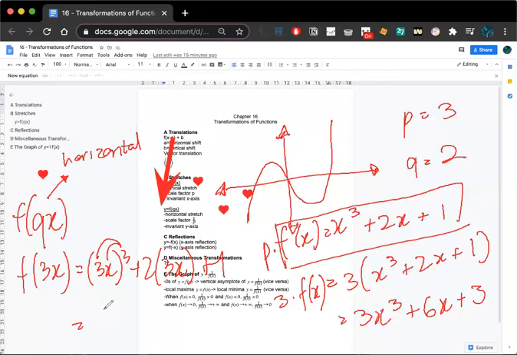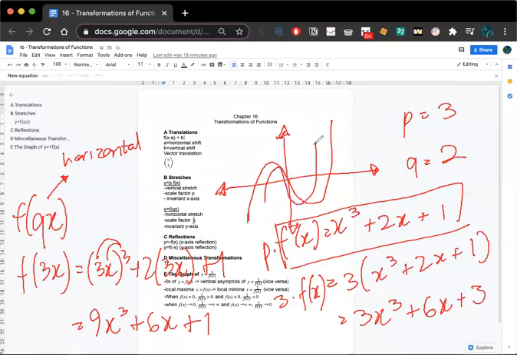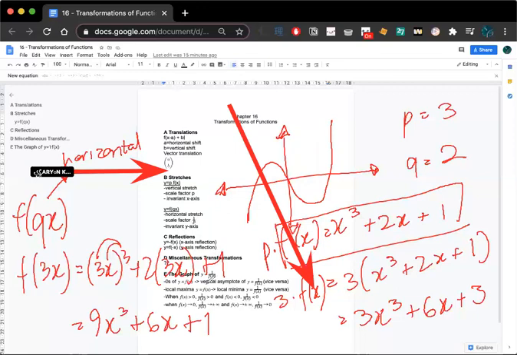So doing this would get you x to the power of 3 plus 6x plus 1. And that would give you a stretch like maybe something like this, more flatter. No, more compressed. Yeah. Okay.